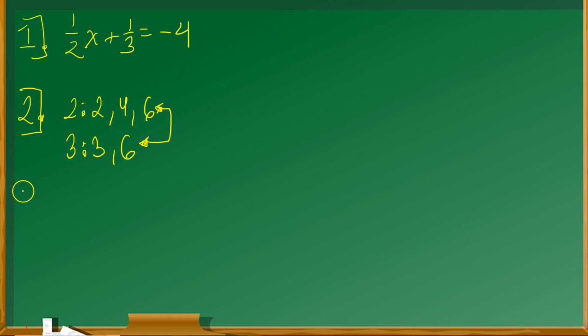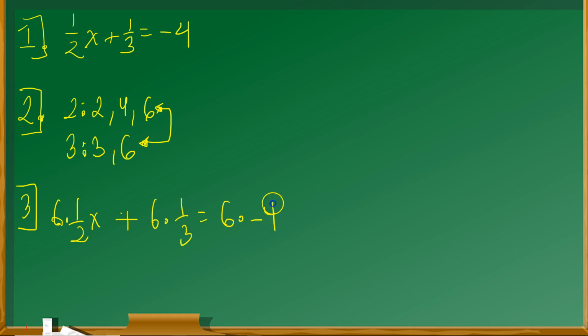That tells you at step number 3, for example, that you should multiply the entire original equation by 6, every term that you see. So 6 here times 1/2 x, and then plus 6 times 1/3 equals 6 times -4. You can do whatever you want to equations as long as you do it to both sides to maintain the balance. Let's simplify this. So 6 times 1/2, that's like 6 divided by 2, it's 3.